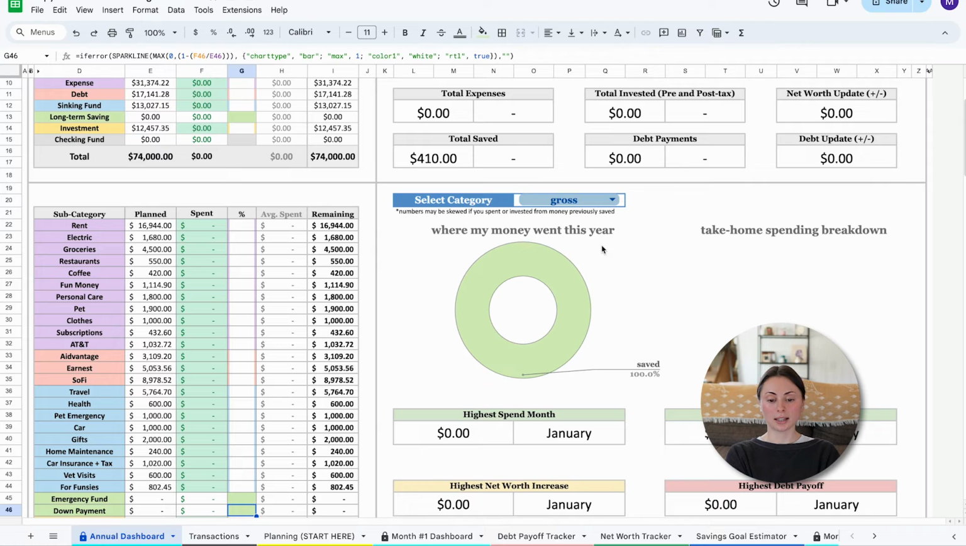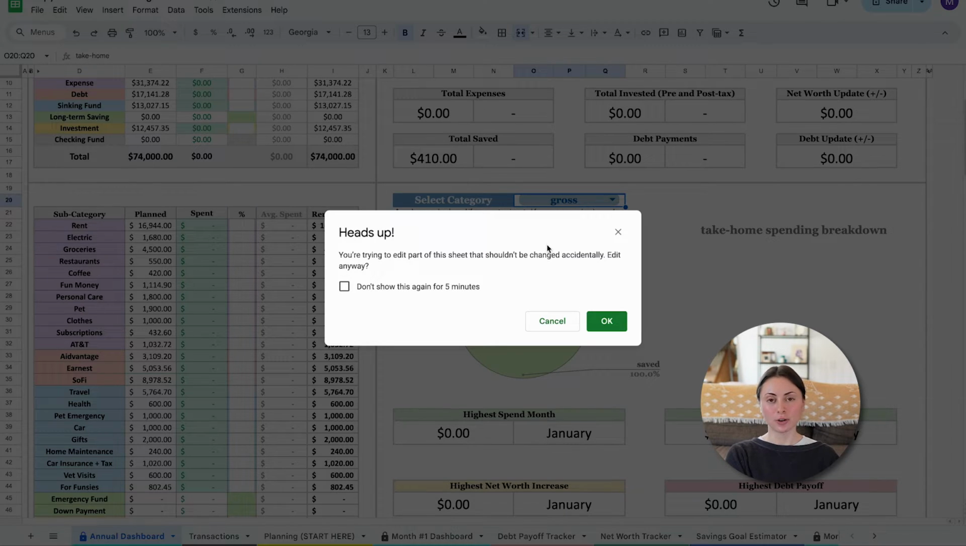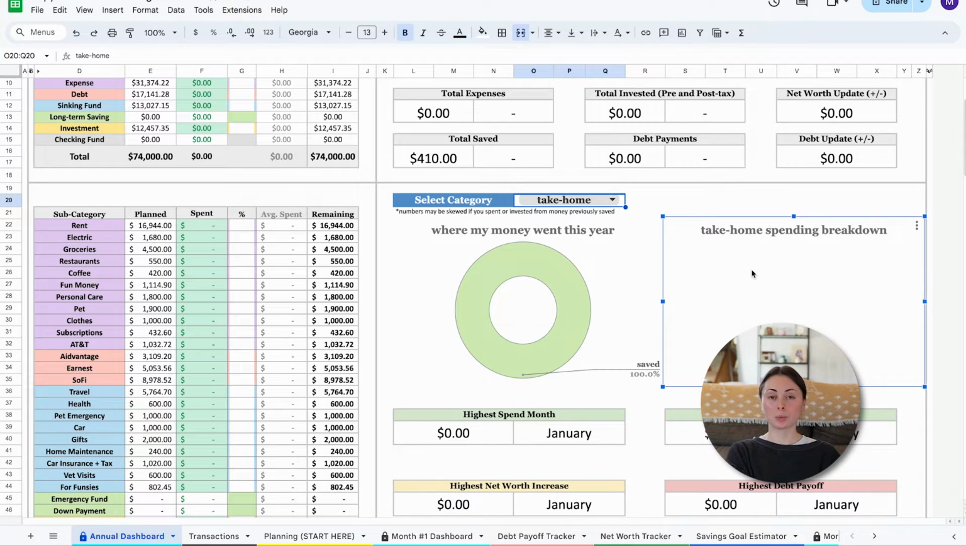Another change is where my money went this year. You can select your gross or your take home. Your gross includes your paycheck deductions. You add your 401k, your taxes. It's going to wrap all of that up and you're going to be able to see a breakdown. And again, it'll just give you a heads up, but it's okay to change this section as long as you're only choosing one or the other. Take-home spending breakdown will be populated once you start entering transactions.